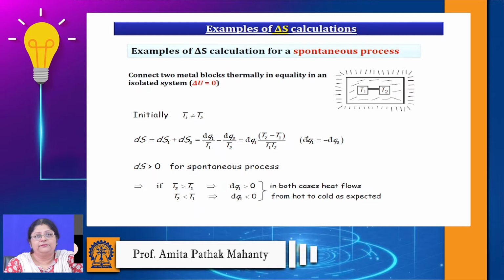That means whatever amount is being absorbed by box 1 is actually what is given up by box 2. So if I rewrite this, I can write it in terms of q1 (T2 minus T1) divided by T1 T2. This is something very basic.